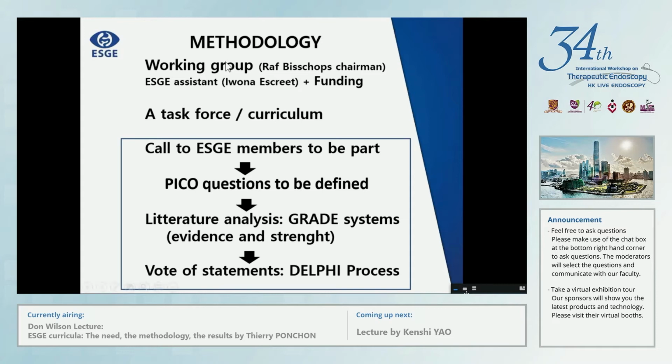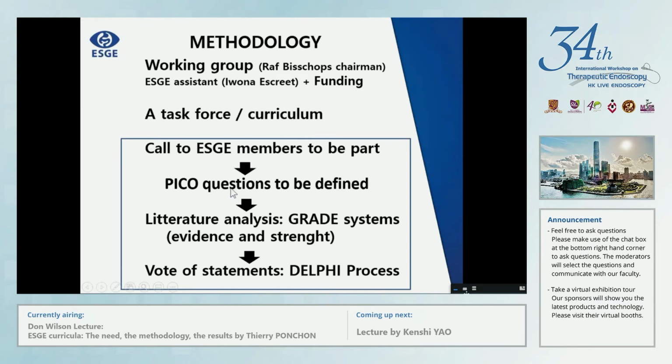We created a working group, and I've been very pleased that Ralph Bishops from Belgium chaired this working group. He was a very active chairman, and he fulfilled perfectly the need, and he was excellent. He was working with an ESGE assistant, and he got funding. Then, for each curriculum, we created a task force, and we called ESGE members to be part.